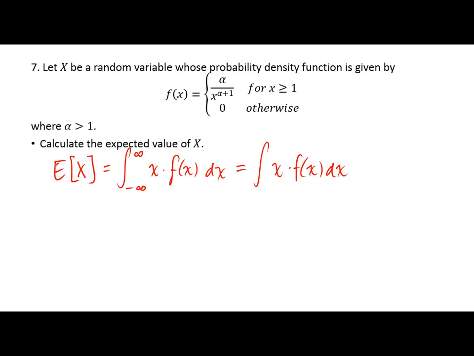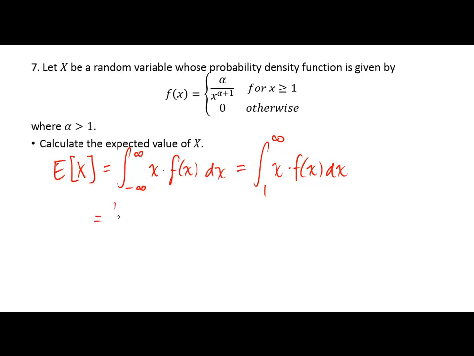0 to infinity? So I only need to do this integral over ranges of values of x where the PDF is positive, right? For example, if I consider negative infinity to 1, the PDF is 0 in that range, so that doesn't contribute anything to my integral. So I can rewrite this as the integral from 1 to infinity, because that's the range in which the PDF is bigger than 0. Everybody okay?